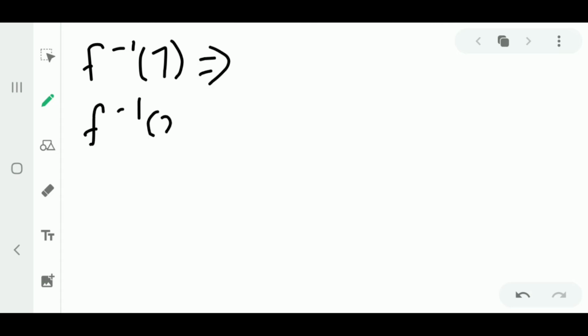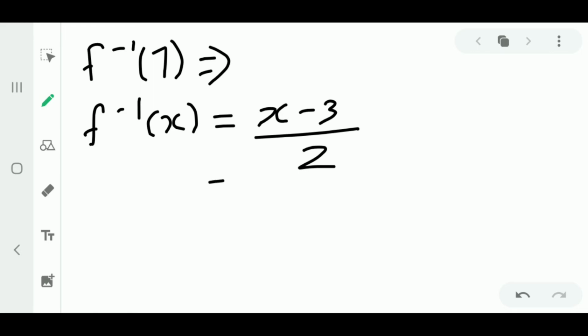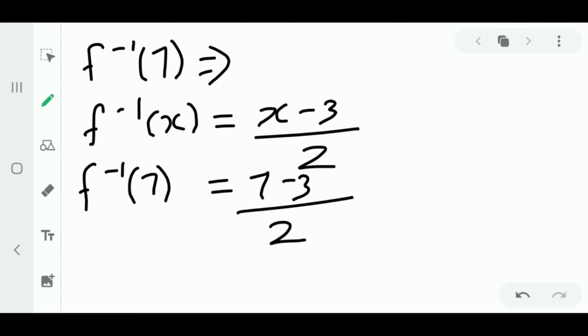So let's say we want to find f inverse of 7 using the same example. Remember, we just found that f inverse of x is equal to x minus 3 over 2. All we would do is anywhere you see x, you substitute 7. So this is saying f inverse of 7 is equal to 7 minus 3 over 2. 7 minus 3 is 4, so that's 4 over 2, which is equal to 2.